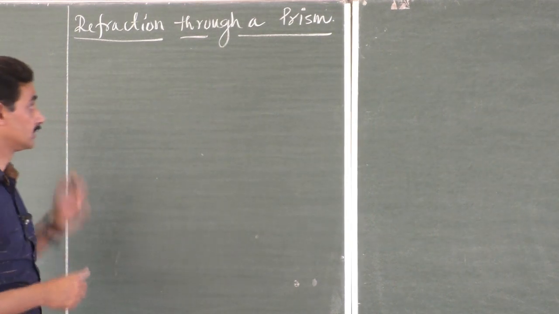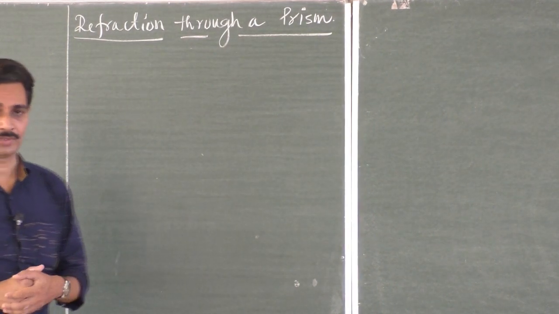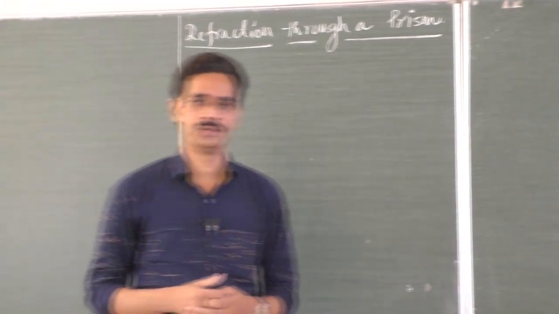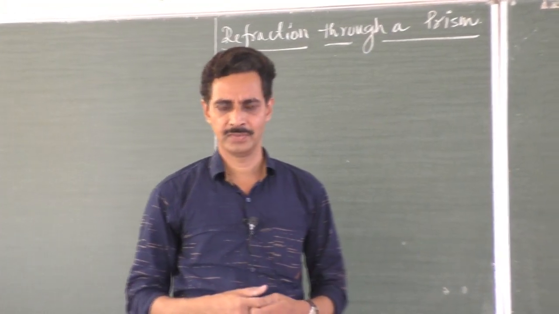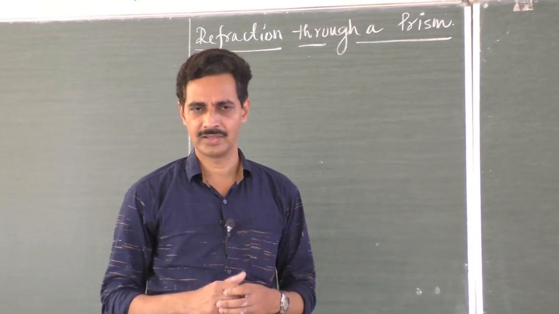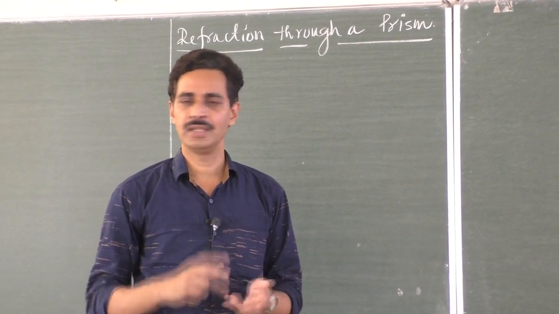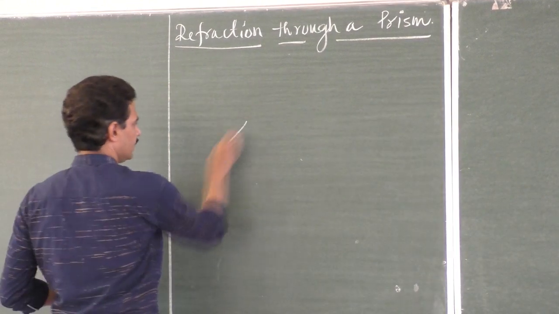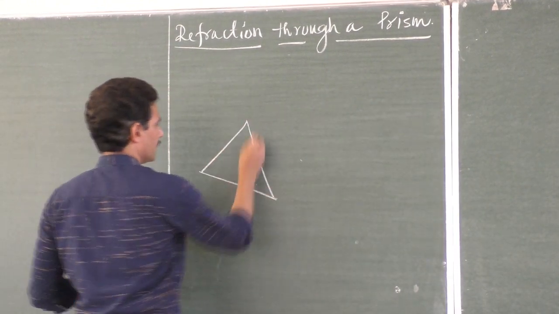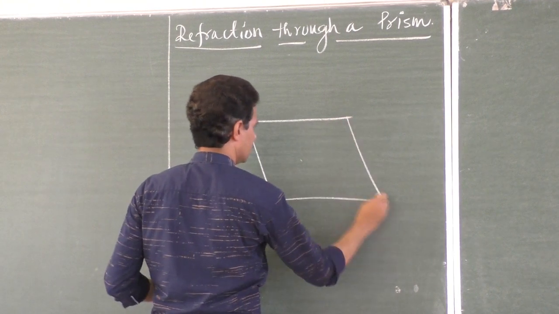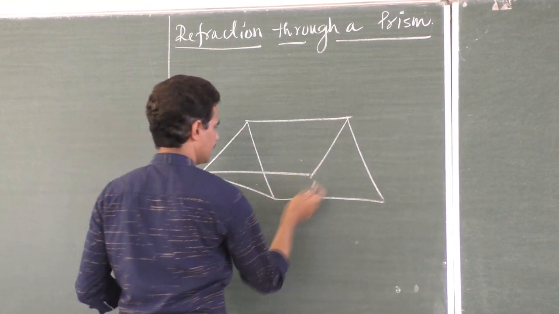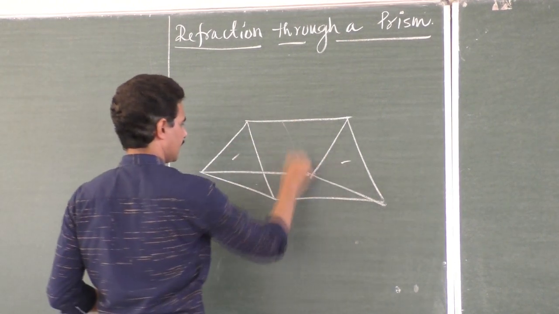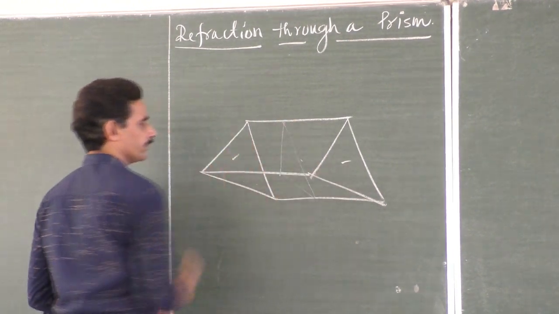Okay, moving on to this one. Now, refraction through a prism. What is a prism? How does it appear? You might have seen a prism. In 3 dimensions, a prism has 3 rectangular faces and 2 triangular faces. If you look at the prism from a certain angle, it will look like this. This is the prism, right? So it will have 2 triangular faces and 3 rectangular faces like this.